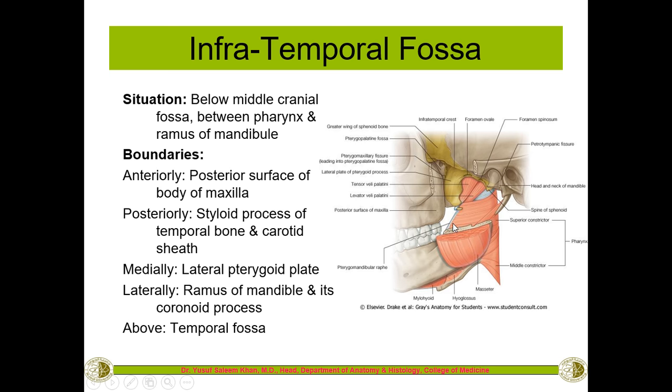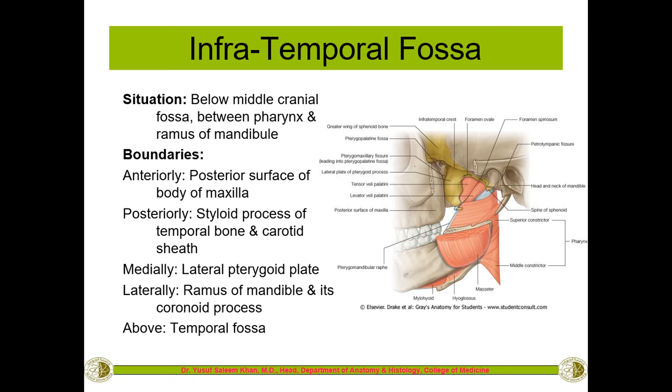Here will be the ramus which has been cut, and this will be superficial. Deep will be the pharynx. This is the wall of the pharynx, the three constrictors of the pharynx: superior, middle as well as inferior constrictor. So in between the two structures, superficially the ramus of the mandible, and deep the pharynx, in between will be the structures of the infratemporal fossa. So this whole area filled with structures will be the infratemporal fossa.